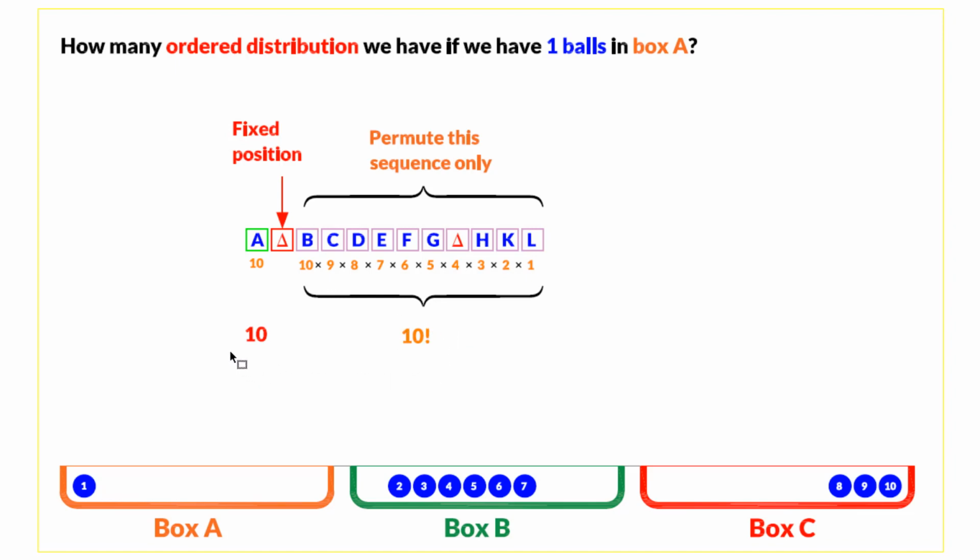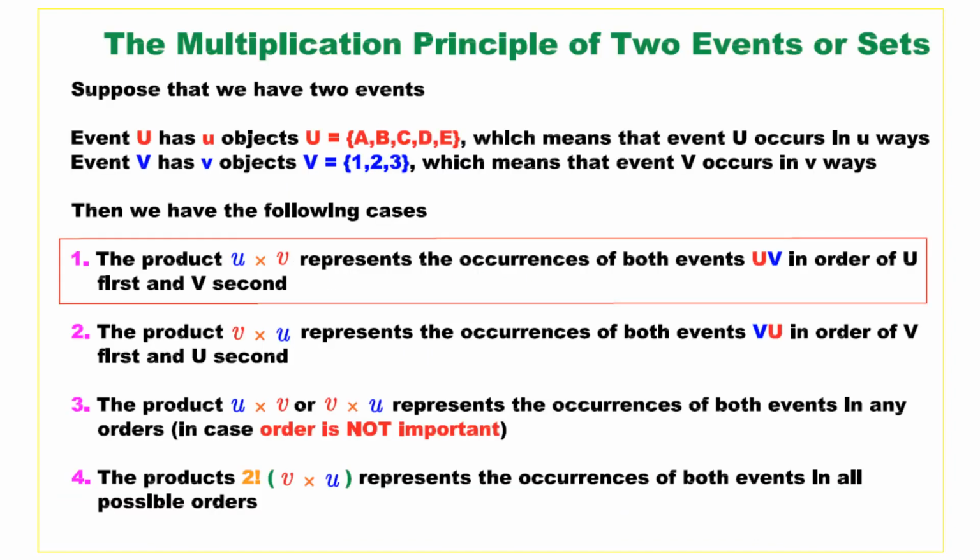So how many possible ordered sequences can we get from these two sets together? In order to do that, we have to remember the multiplication principle. The multiplication principle states the following: if set U has u objects and set V has v objects, then the product u times v represents the occurrences of both events U and V, in the order of U first and V second.